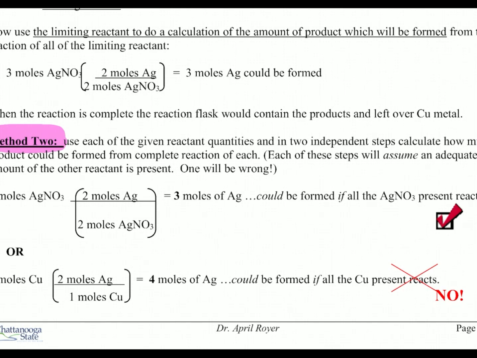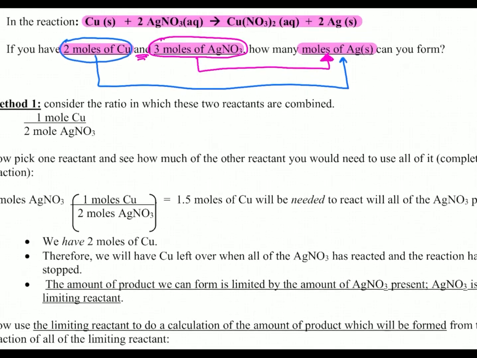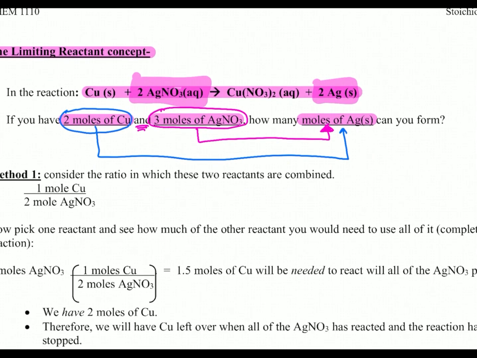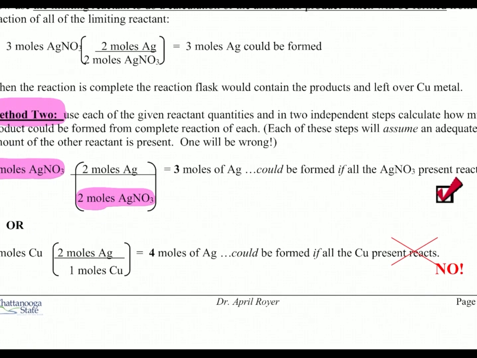So for this one, you're going to take each of the quantities of reactant, like we said before. You're going to use the mole ratio between that reactant from the balanced chemical equation. You're going to grab that. It says from the balanced chemical equation, for every 2 moles of silver nitrate that go in, 2 moles of silver come out. So that's the mole ratio we're using. 2 moles of silver nitrate in, 2 moles of silver out.